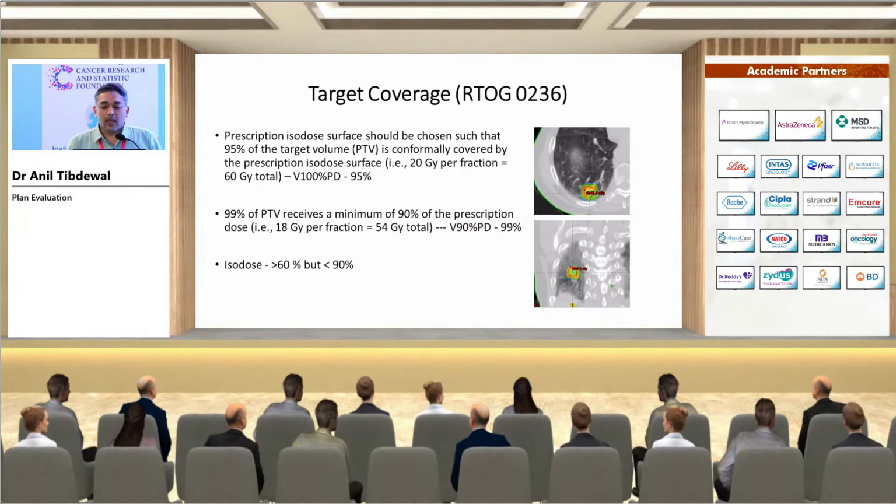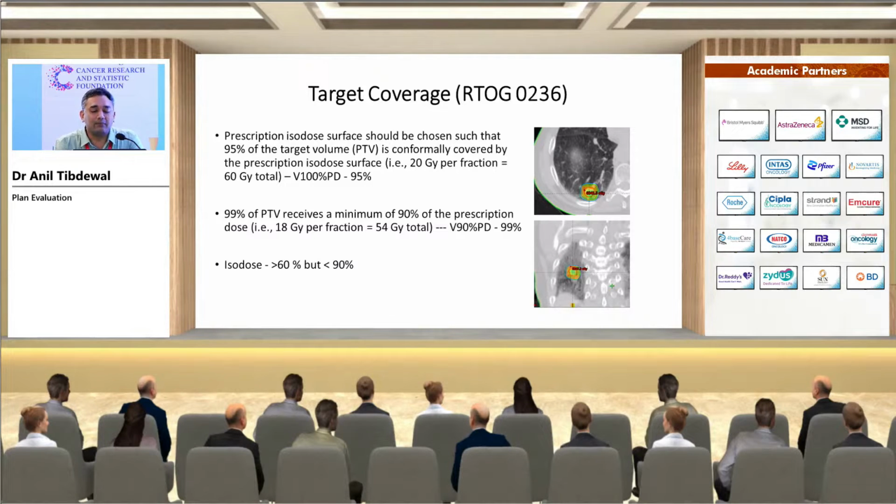We need to have a good look at each axial slice, because there might be dose compromise at the craniocaudal target. If we go by the RTOG 0236, because the Radiation Therapy Oncology Group was the first to do a prospective study in lung SBRT, what they defined in their first protocol is that the prescription isodose surface should be chosen such that 95% of the target volume is conformally covered by the prescription isodose surface. For example, RTOG 0236 delivered 20 gray in 3 fractions, a total dose of 60 gray for T1 tumors, and for T2 they delivered 22 gray in 3 fractions. So V100% of the prescription dose should be 95%, which means the 60 gray isodose should cover 95% of the target volume.